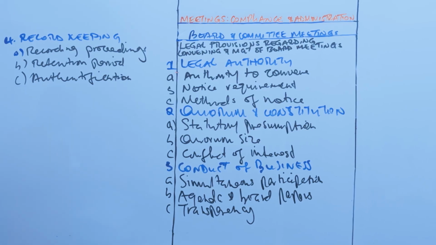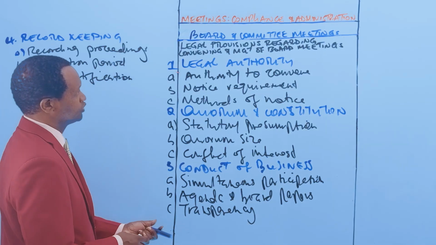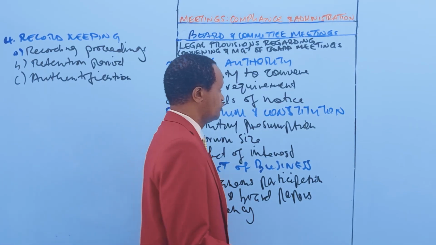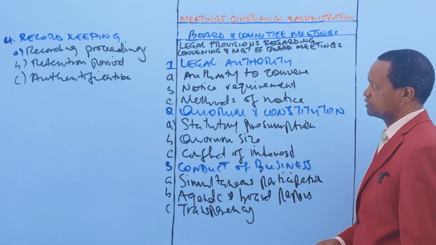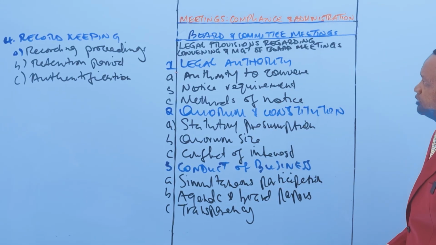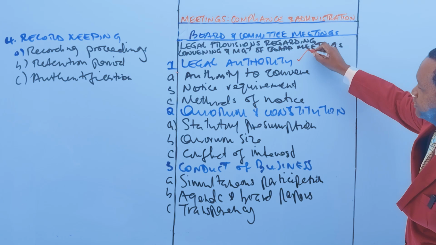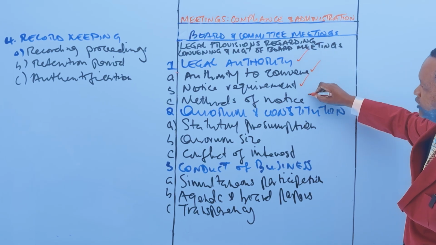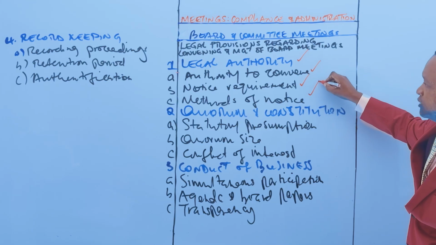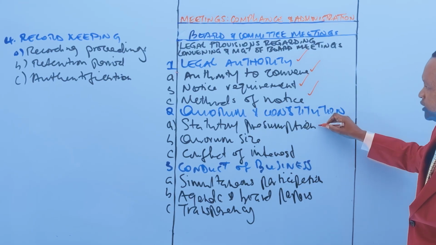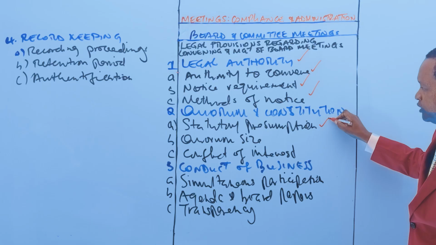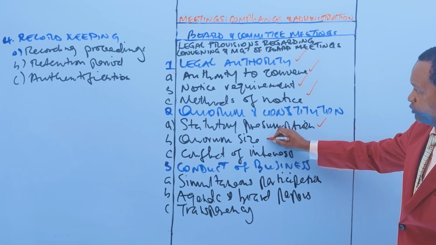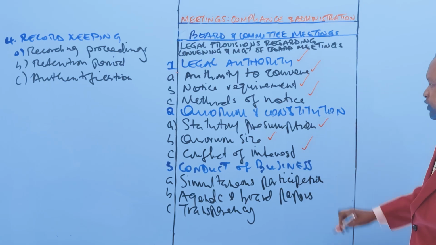And that's the end of today's lesson on legal provisions regarding convening and management of board and committee meetings. We began by studying the legal authority. There has to be authority to convene the meeting. Notice is required, and then there are methods of sending out the notice. Quorum and constitution, there is what we call statutory presumption. There has to be a provision on quorum size and also conflict of interest.